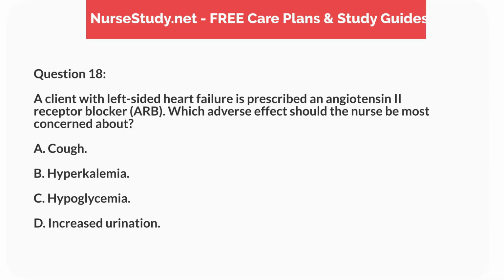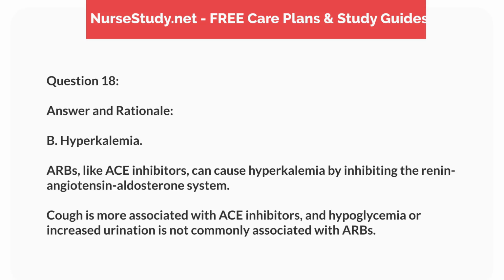Question 18. A client with left-sided heart failure is prescribed an angiotensin II receptor blocker, ARB. Which adverse effect should the nurse be most concerned about? A. Cough. B. Hyperkalemia. C. Hypoglycemia. D. Increased urination.